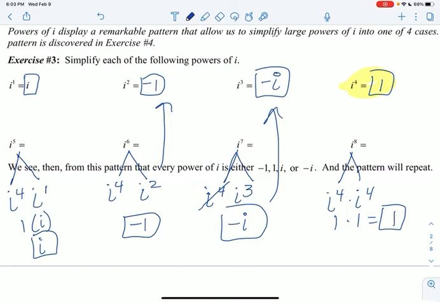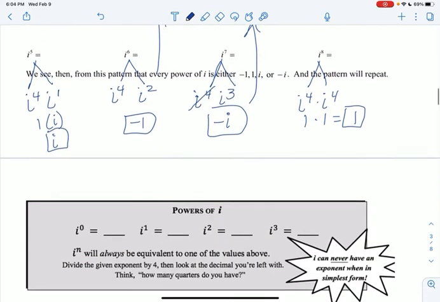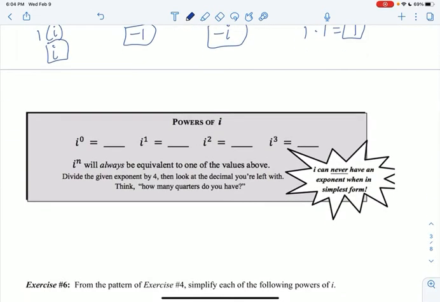If you have a newer calculator, you can actually do any exponent of i. If you have an older calculator, you can't. So you're going to have to simplify just like I'm simplifying here. So these powers of i are important to know.